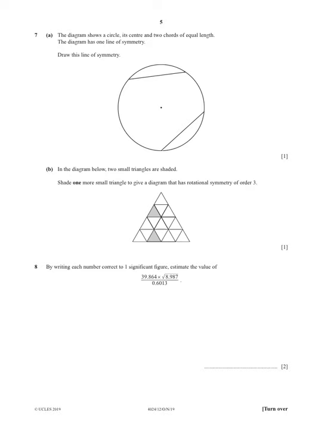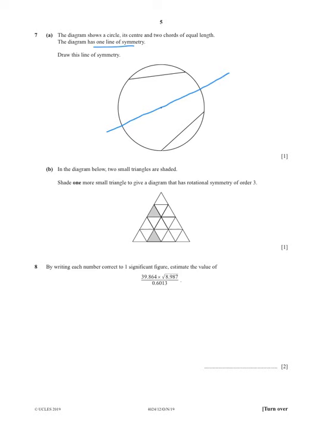Number 7, the diagram shows a circle, its center and two chords of equal length. The diagram has one line of symmetry. Draw this line of symmetry. So the symmetry line must lie between these two chords. The symmetry line must pass through the center, and that is the line of symmetry.